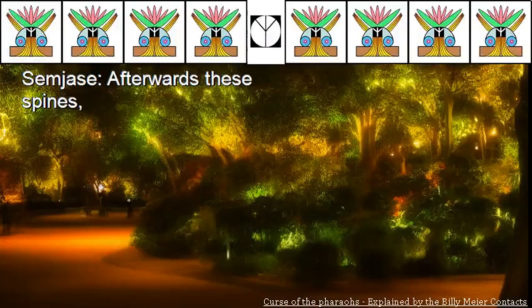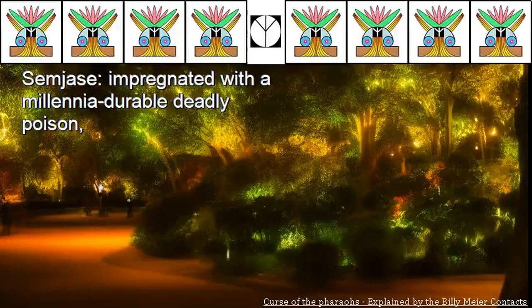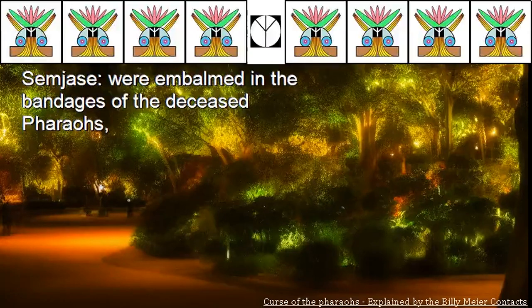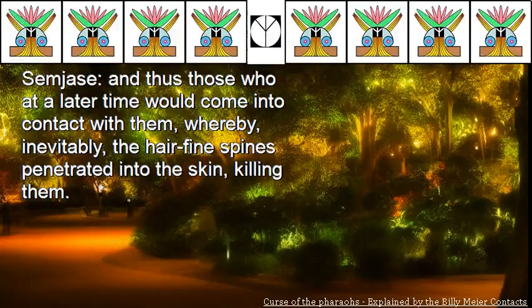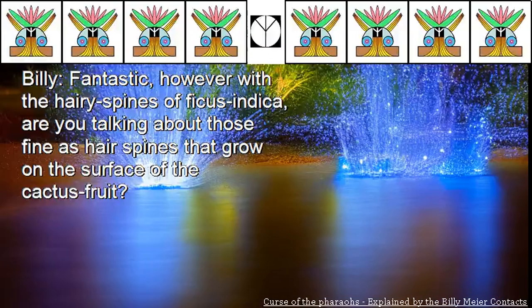Afterwards, these spines, impregnated with a millennia-durable deadly poison, were embalmed in the bandages of the deceased pharaohs, and thus those who at a later time would come into contact with them, whereby inevitably the hair-fine spines penetrated into the skin, killing them. Fantastic. However, with the hairy spines of Ficus indica, are you talking about those fine as hair spines that grow on the surface of the cactus fruit?